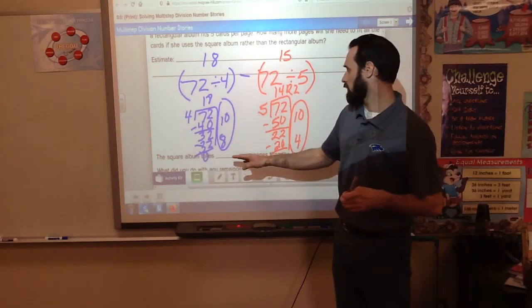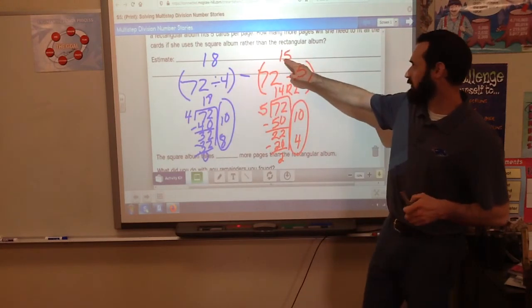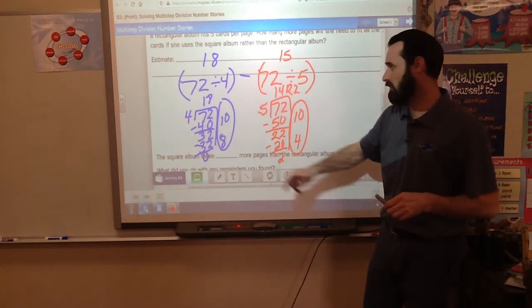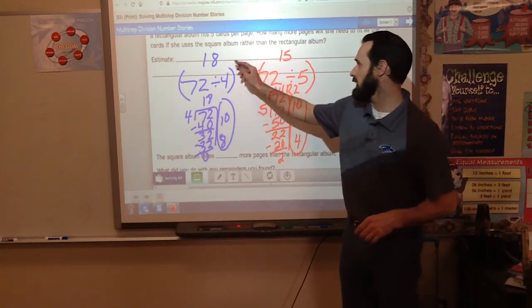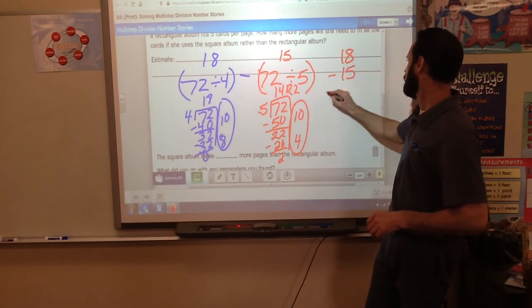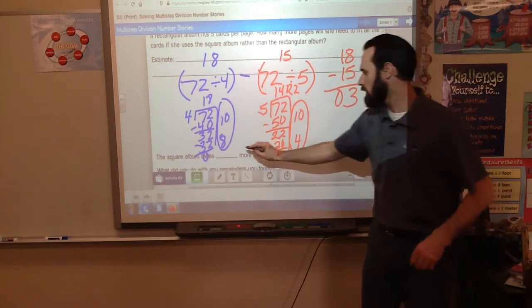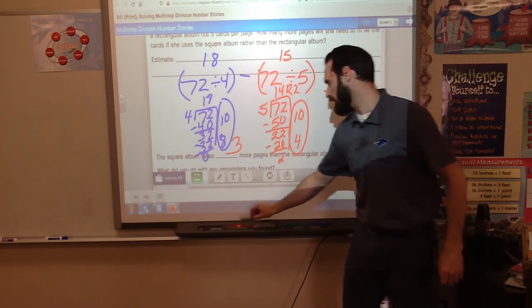So the square album takes 18 pages. The rectangular one takes 15. How many more pages is that? 18 minus 15. 8 minus 5 is 3. 1 minus 1 is 0. So it should be 3 more pages.